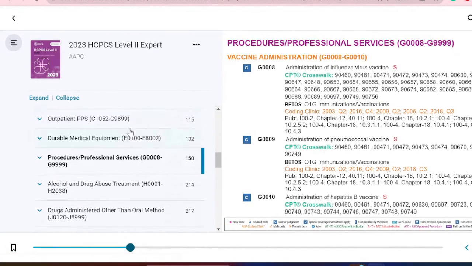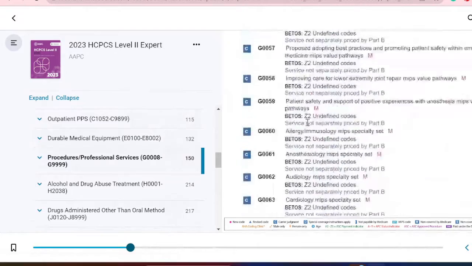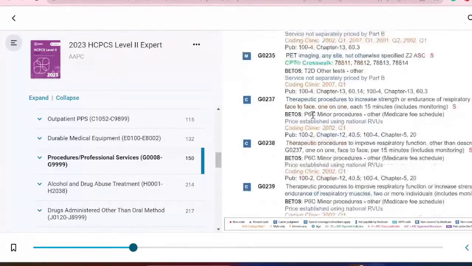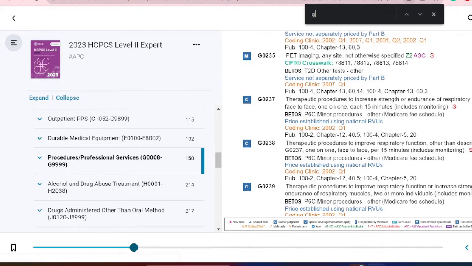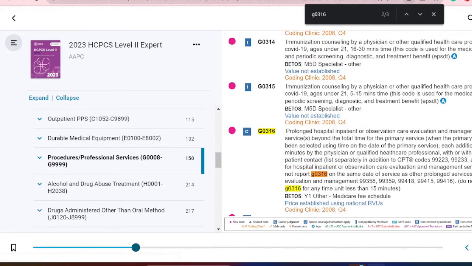And here is my HCPCS level 2 book. We'll open it up. And we're going to go to our G codes and we're looking for G0316. So I'm just going to scroll down. You could also do a control F, G0316. And here it is. Now, there were some changes made to this G0316. Originally, when we looked at what was provided by CMS, it was you have to meet the time threshold, pass it by another 15 minutes, and then when you pass another 15 minutes, that's when you can use this code. But there's actually some changes made to that.